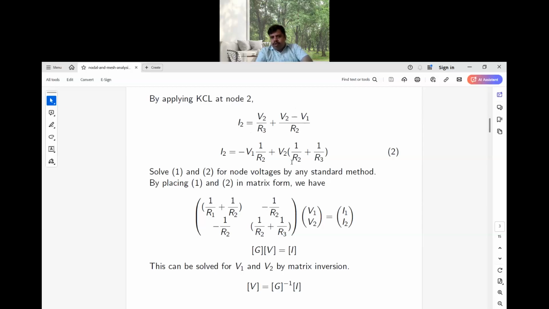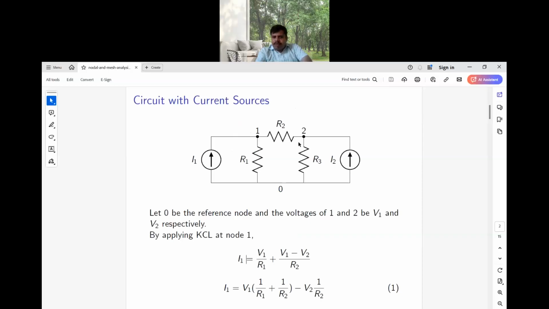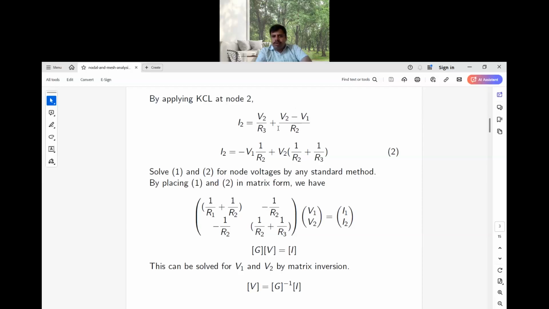Here you may doubt why V2 minus V1 came. The basic assumption in applying nodal analysis is that the voltage at the node we are working with is higher than at the other nodes, except for the incoming currents. If we are taking node 1, we assume node 1 voltage is greater than node 2. Similarly, if we are taking node 2, we assume node 2 voltage is greater than node 1 voltage. That's why we take it like this.